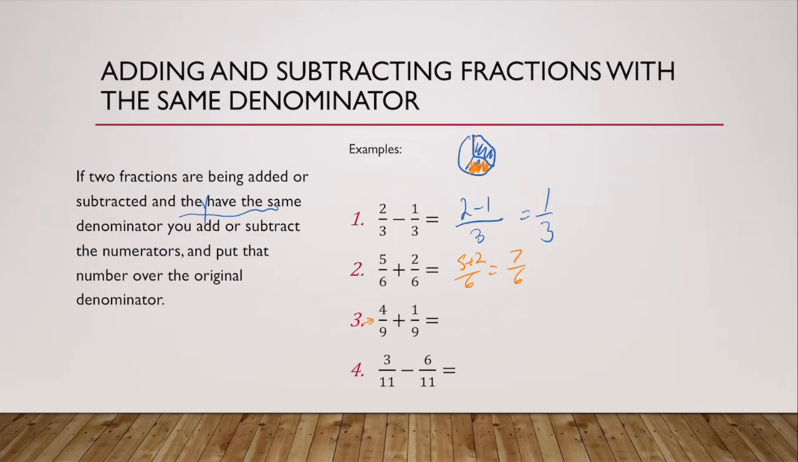If I have 4/9 plus 1/9, again, you can always visualize it if that's something that helps you. I've got 4 plus 1 over 9, which is 5/9. And if I've got 3/11 minus 6/11, I have 3 minus 6 over 11, which is negative 3/11.